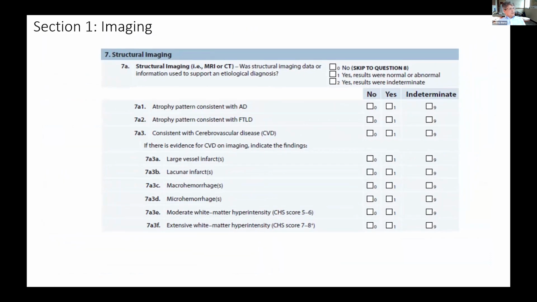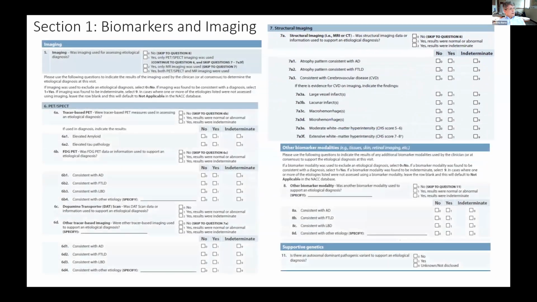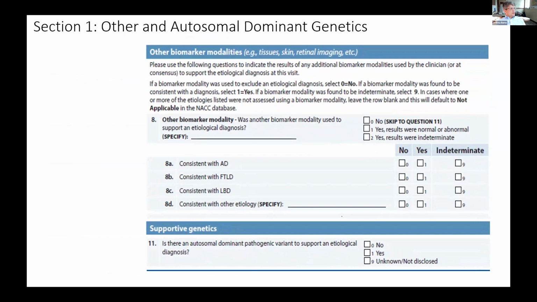So moving into structural imaging, the question here is, was structural imaging data used to support an etiological diagnosis? If yes, then how so? Atrophy pattern consistent with Alzheimer's, atrophy pattern consistent with FTLD, or cerebrovascular disease? If yes, how was it? What were the findings to support cerebrovascular disease? And lastly, for this section, other biomarker modalities, we have this ability to type it in, yes, no, it was used, and what was it, and then what were the results.